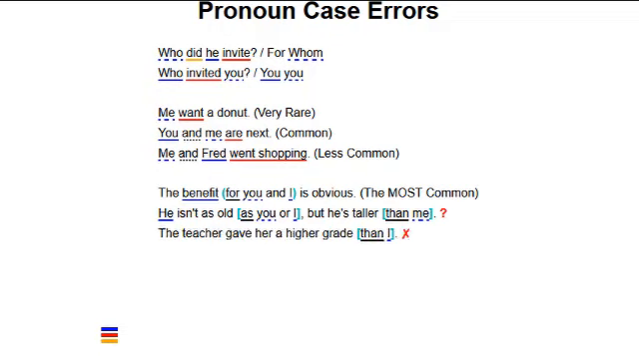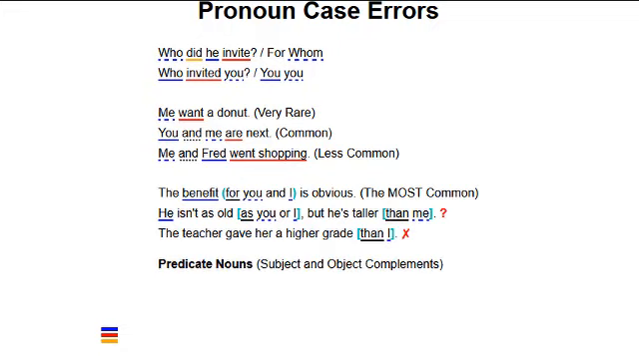Consider, the teacher gave her a higher grade than I. The implied meaning of the elliptical clause is, the teacher gave her a higher grade than I gave her. If the intended meaning is, the teacher gave her a higher grade than she gave me, then using the subjective case I would be an error.